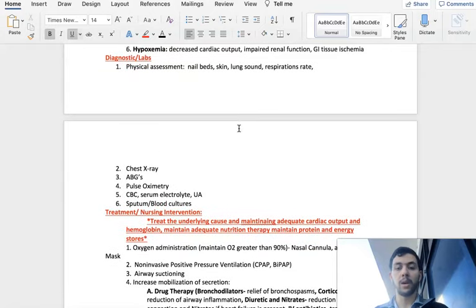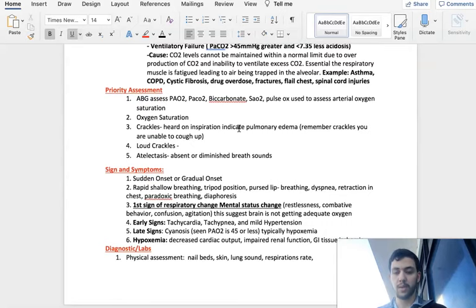So you can tell if someone has a respiratory issue by cyanotic. They're gonna need some oxygen, so nail beds, skin, lung sounds, respiration rate, everything's gonna be affected. ABGs, X-ray. You can do all these tests to actually be 100% sure it's an acute respiratory failure.